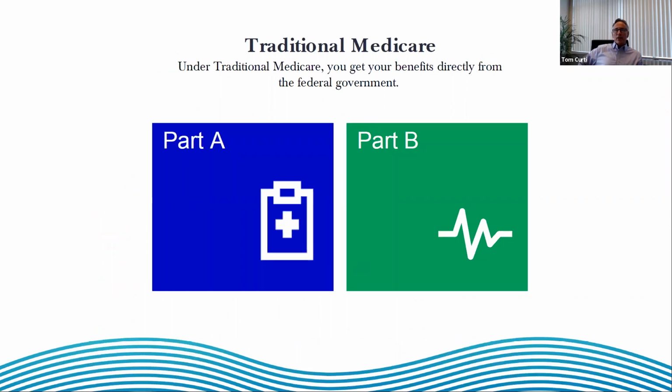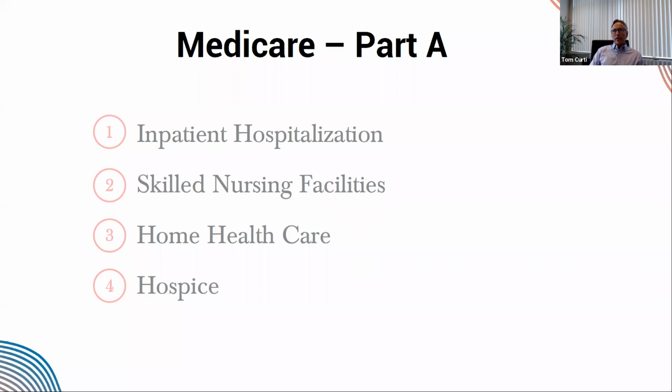So as I just mentioned, under traditional Medicare, you're getting your benefits directly from the federal government for both Part A and Part B. In Part A, we're talking about inpatient hospitalization, skilled nursing facilities, home health care, and hospice. Many people confuse the skilled nursing facility benefits and the home health care with traditional long-term care. These are limited benefits, and so we don't want clients to confuse the two. If you want long-term health care, that's a separate coverage.